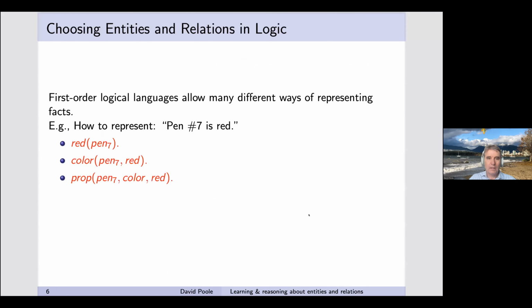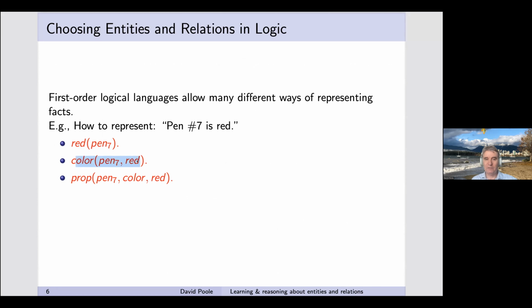All right. Now let's have a look at representing relational things. We could represent in logic how to represent that pen number 7 is red. We could represent a relation. We could write color. We could write pen 7 is red. We could write the color of pen 7 is red. Right? This one here actually is better. You can ask more things.